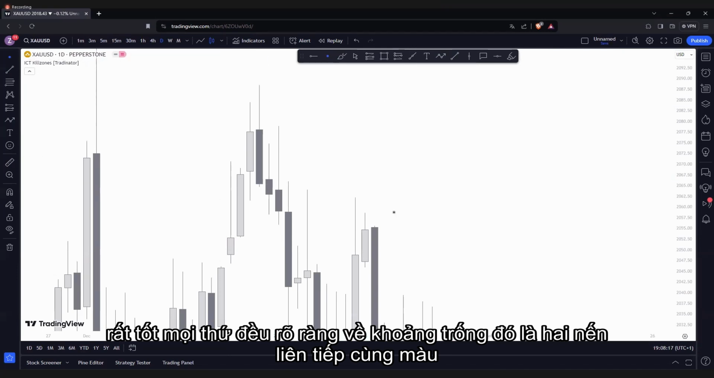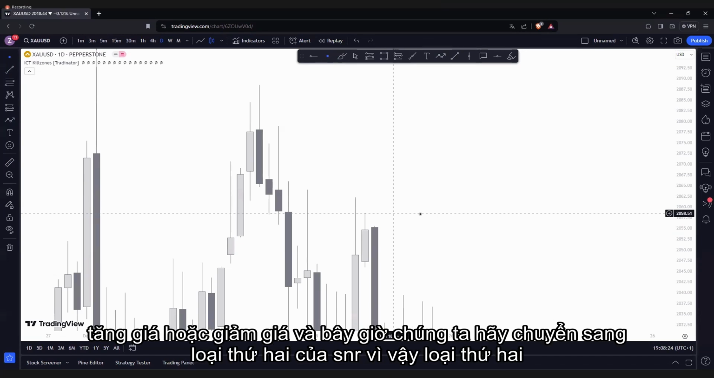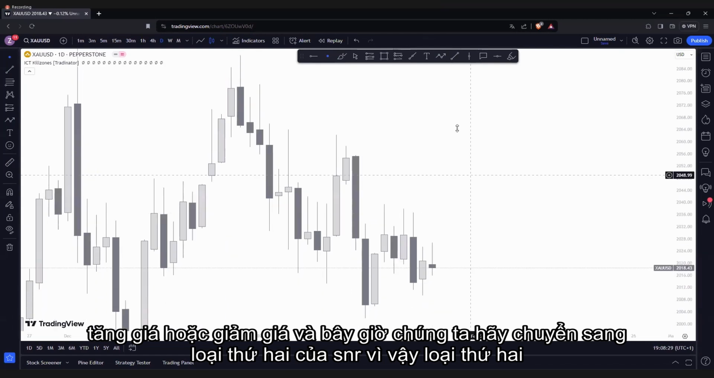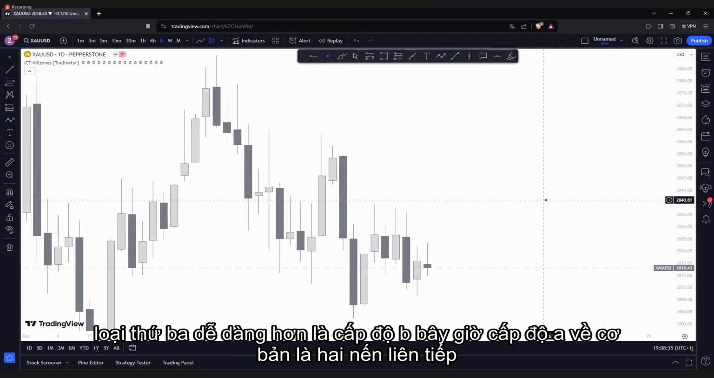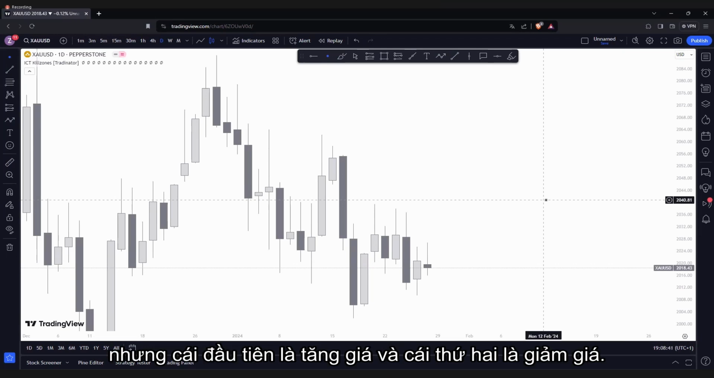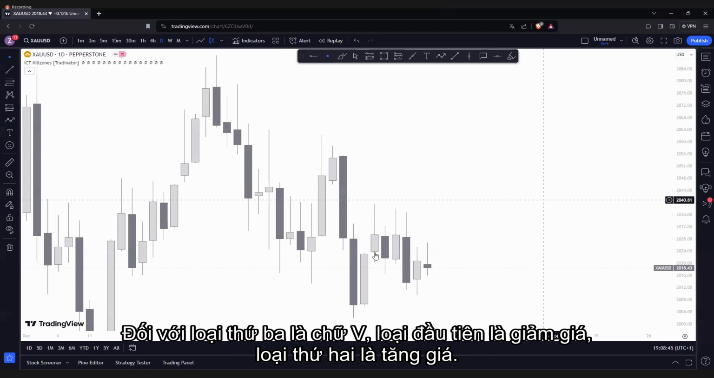So, everything clear about the gap? It's 2 consecutive candlesticks of the same color, bullish, bullish, or bearish, bearish. Okay, now let's go to the second type of the SNR. So the second type is basically called the A level. Once you understand the second type, you're gonna find the third type easier, which is the V level. Now, the A level is basically 2 consecutive candlesticks, but the first one is bullish and the second one is bearish. For the third type, which is the V, the first one is bearish, the second one is bullish.